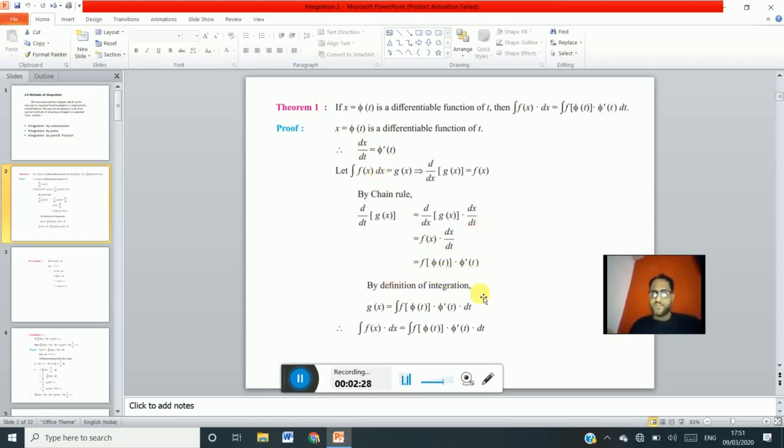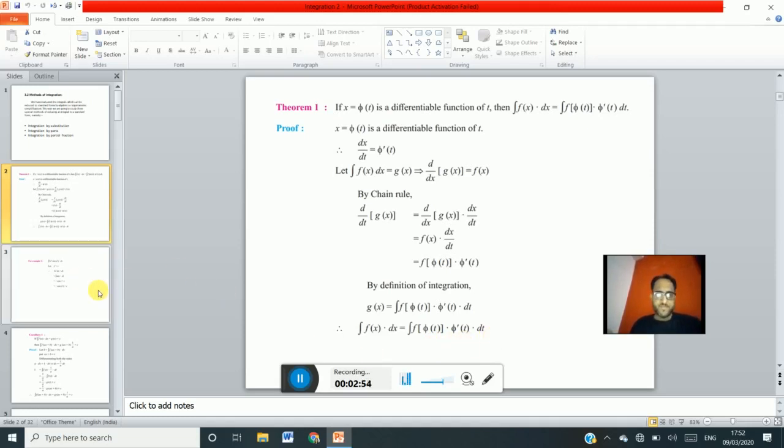Now by definition of integration, if derivative of g of x is this right side, then integration of right side is g of x. So g of x equals integration of this right side. Now g of x is what? g of x is nothing but integration of f of x. So we got integration of f of x dx equals integration of f of phi t into phi dash t dt. So this is the proof of this theorem.